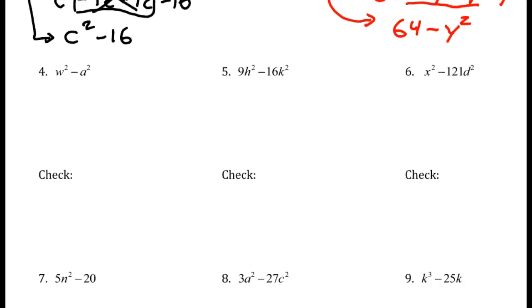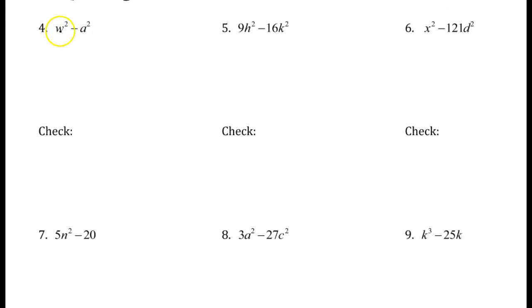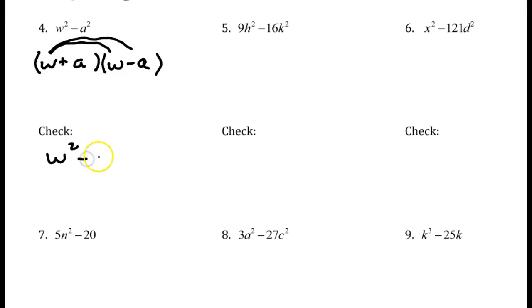Okay, all right, so let's go down here. Same, right? You know, what times what equals W squared? You know, W and W. What times what equals A squared? A and A. And then, of course, one positive, one negative. Right? So after a while, you can really start using this pattern to help yourself out. Instead of doing a longer version, using the grouping or the box or something.